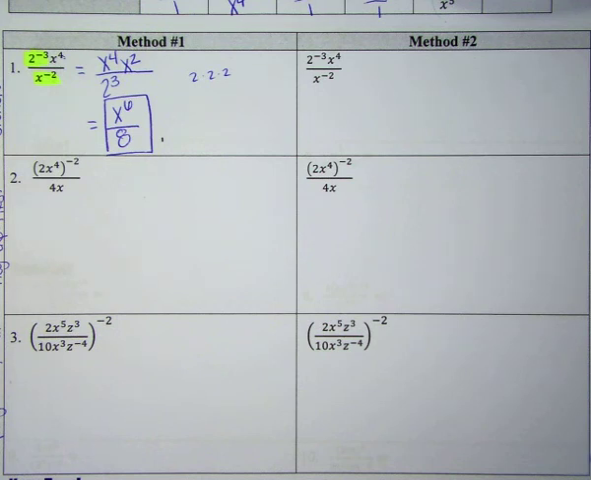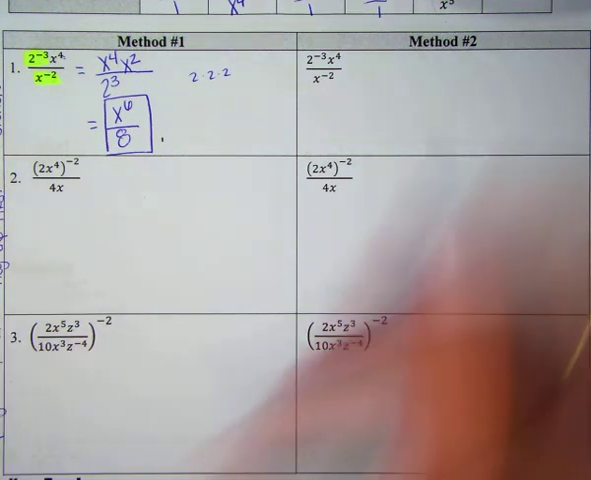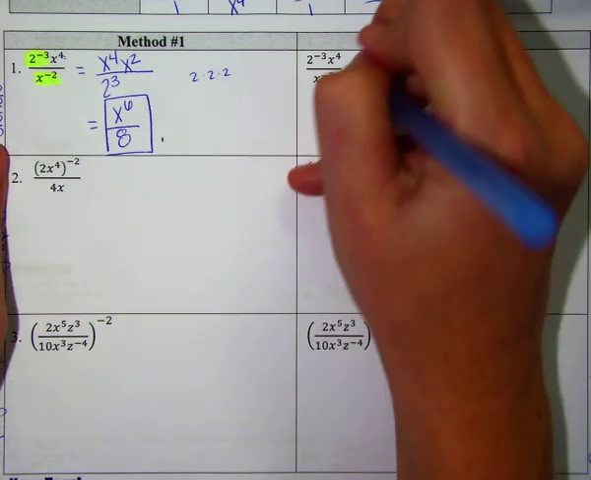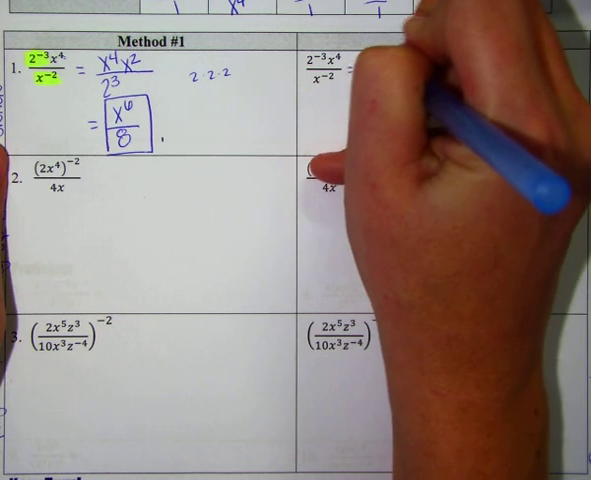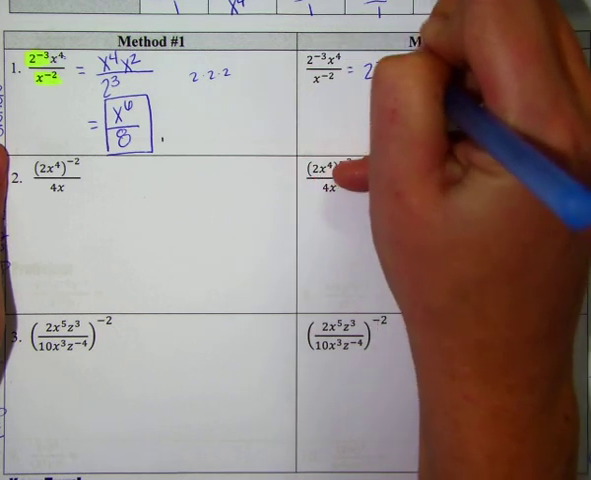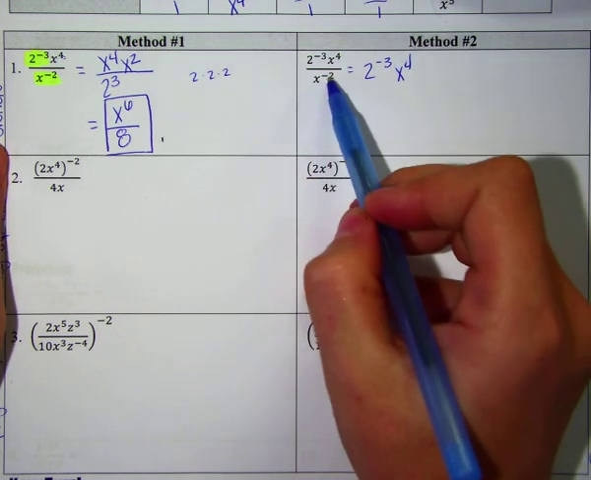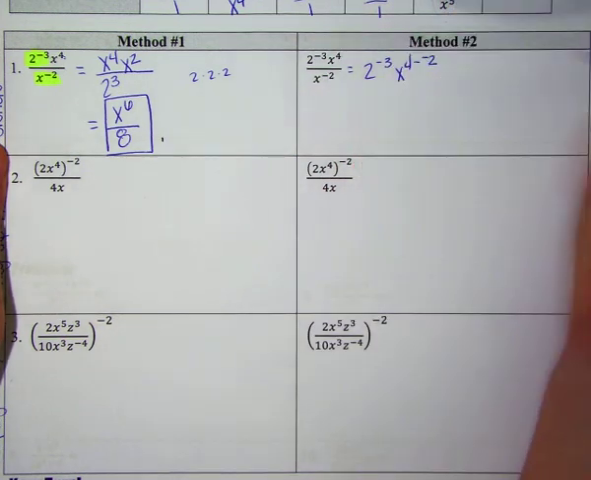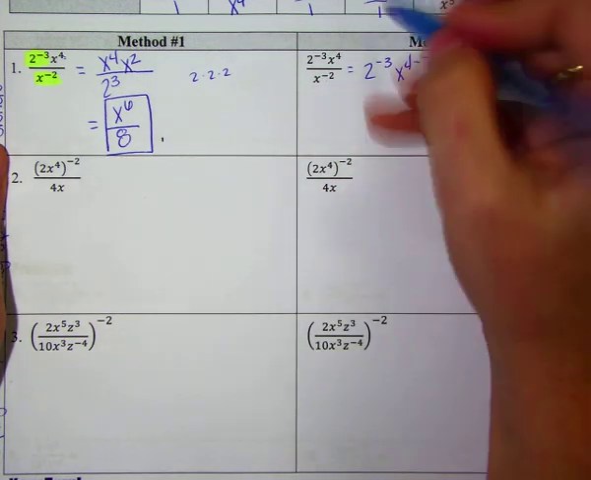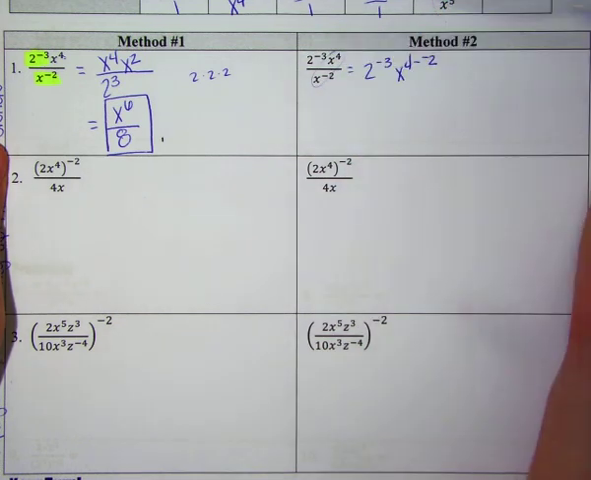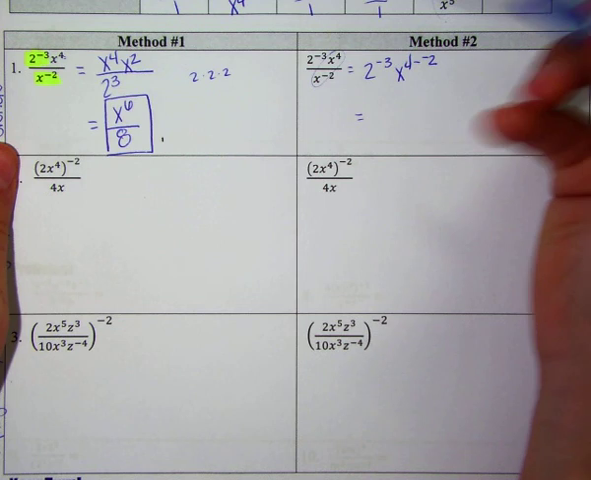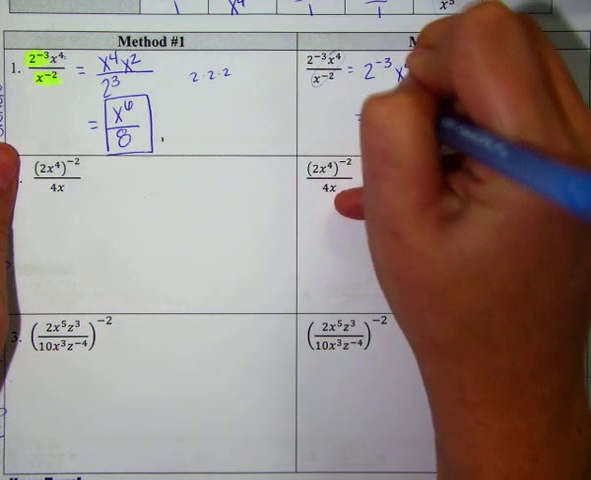Method number 2. Okay, so what I'm going to do here, instead, I'm going to choose to always subtract the powers. So 2 to the negative third is fine. Then this is x to the fourth. And I'm going to subtract negative 2. I'm subtracting the powers because that's using the quotient of powers property. 2 to the negative third, okay, I'm just going to leave this as 2 to the negative third.